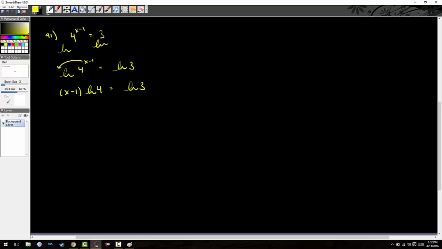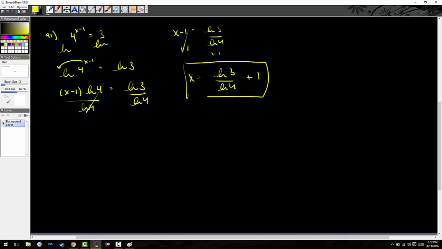From here, I don't have anything terribly complex, so I'm going to change it up a little bit. I'm going to divide by the natural log of 4 on both sides, and what I get is x minus 1 equaling the natural log of 3 over the natural log of 4. From here, it's just a matter of getting x by itself, so x equals the natural log of 3 over the natural log of 4, plus 1 on the outside. And that is your calculator-ready answer.